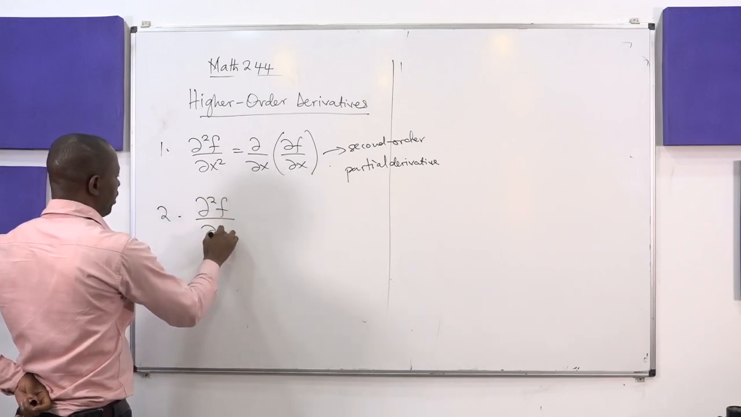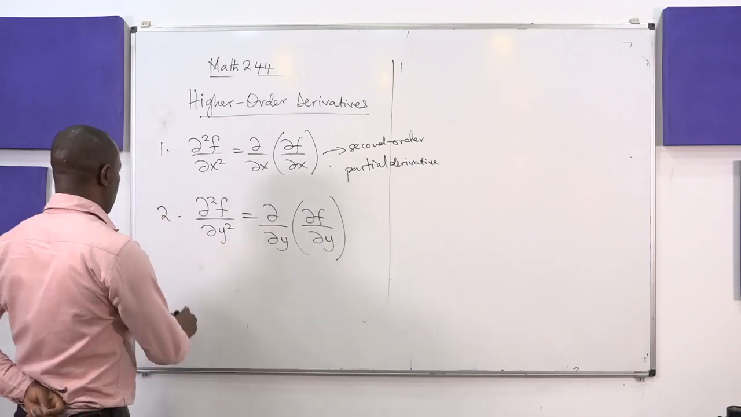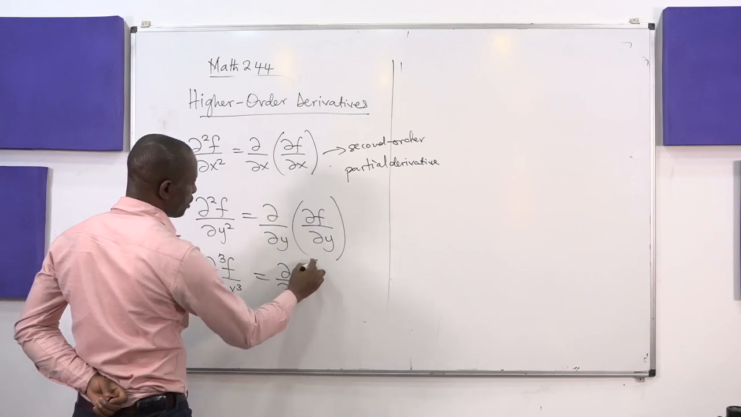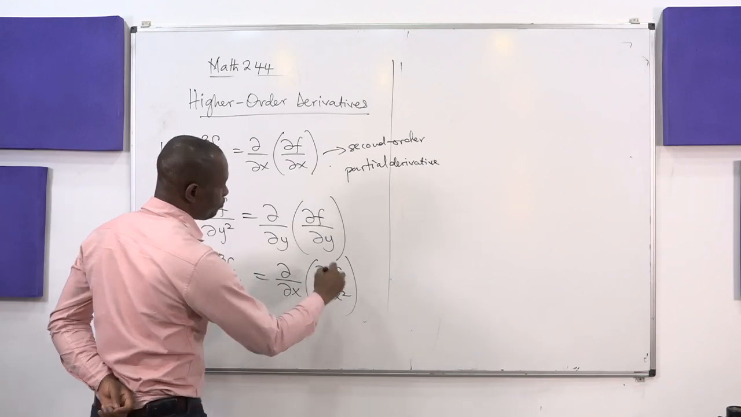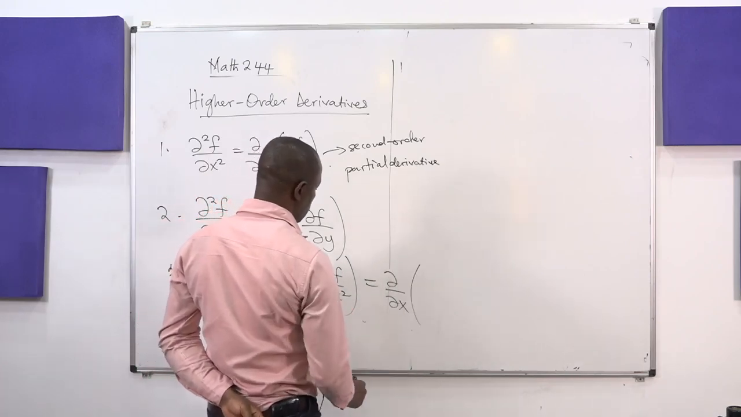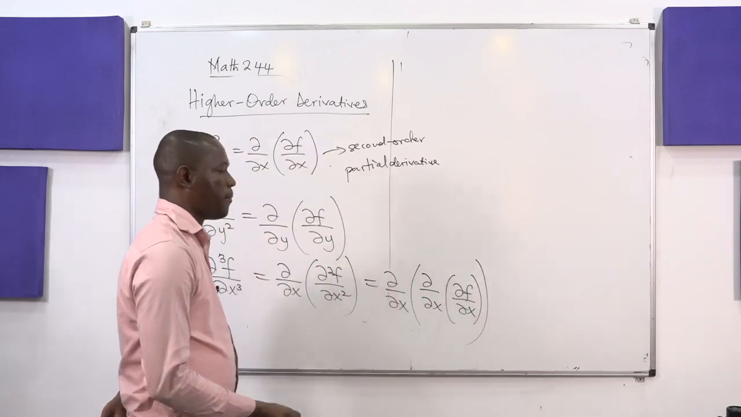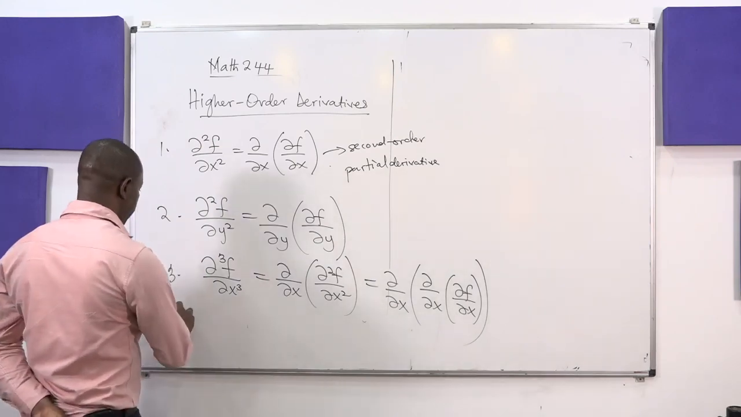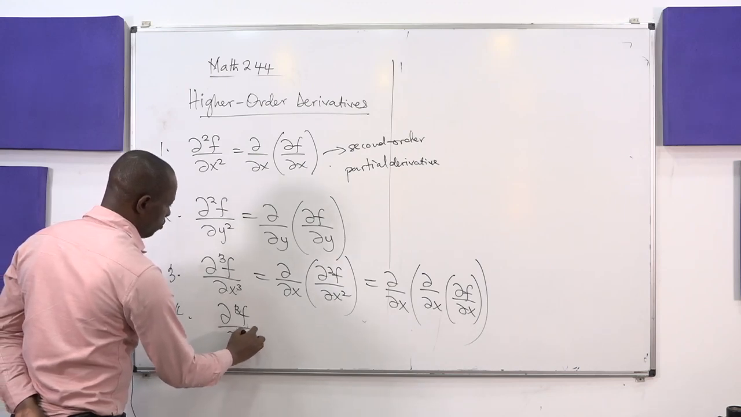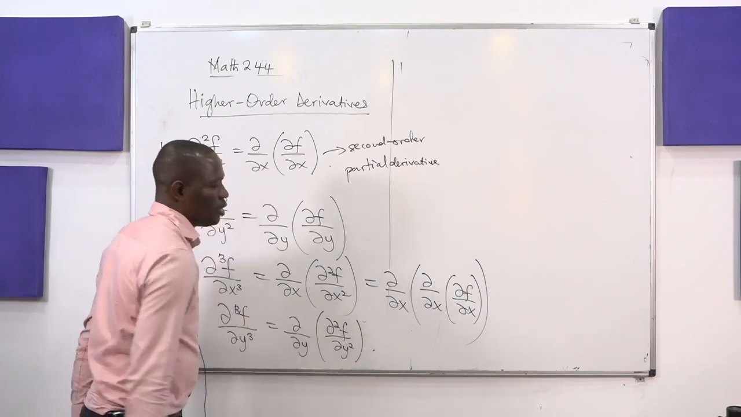And then two, partial squared f with respect to y squared is the same as partial with respect to y of partial f with respect to y. We can even have a cube: partial cubed f with respect to x cubed, which is partial with respect to x of partial squared f with respect to x squared. Then you can simplify this as partial with respect to x, partial with respect to x, partial f with respect to x. Very, very simple. Then for partial cubed f with respect to y cubed, it is partial with respect to y of partial squared f with respect to y squared, like that.